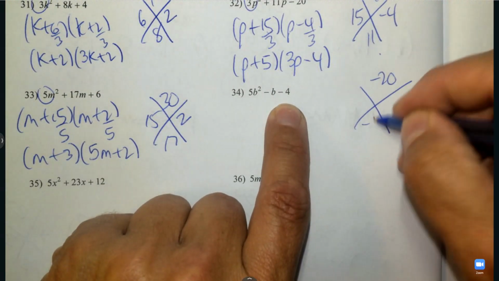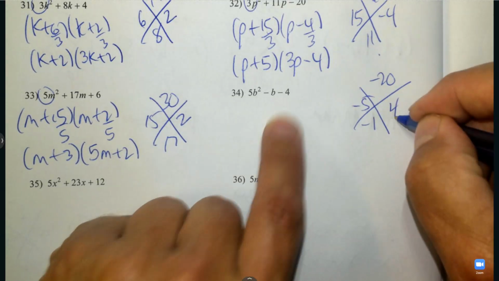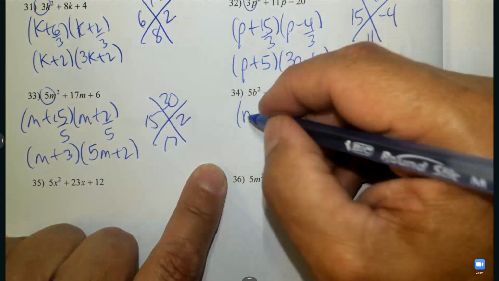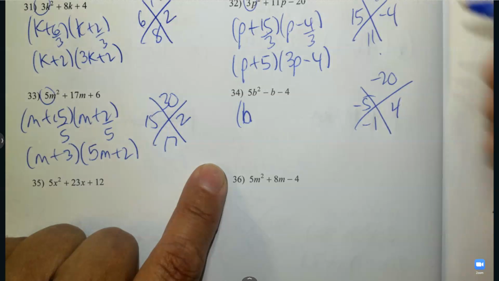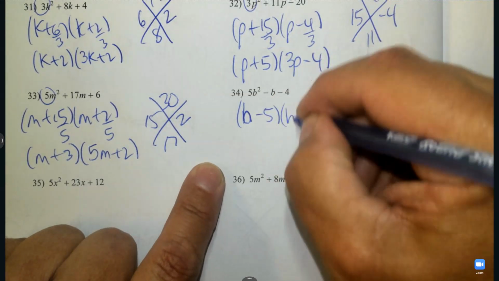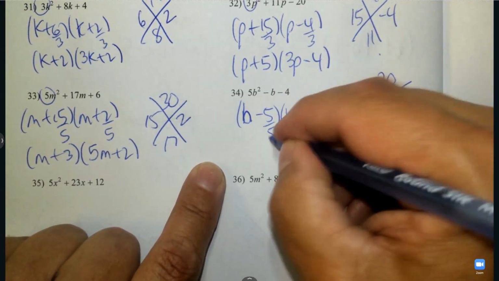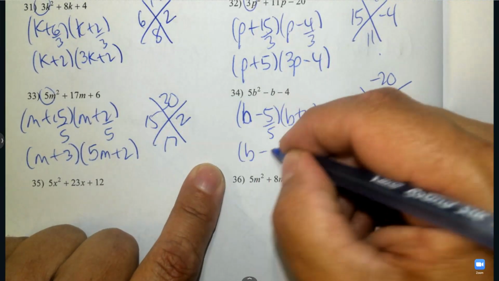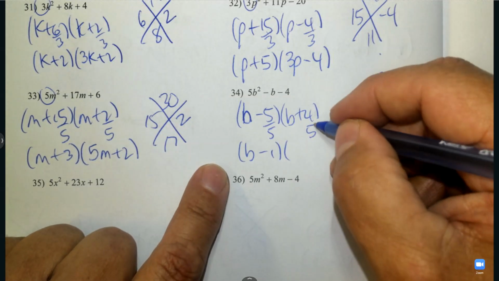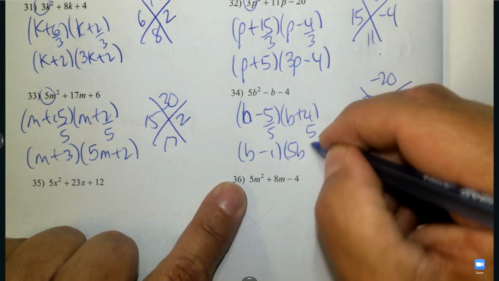That's negative 20 and negative 1. That's negative 5 and 4. So what was that? B. So B minus 5, B plus 4, divide by 5. So 5 divided by 5 is 1. This is a fraction. Slide it in front.